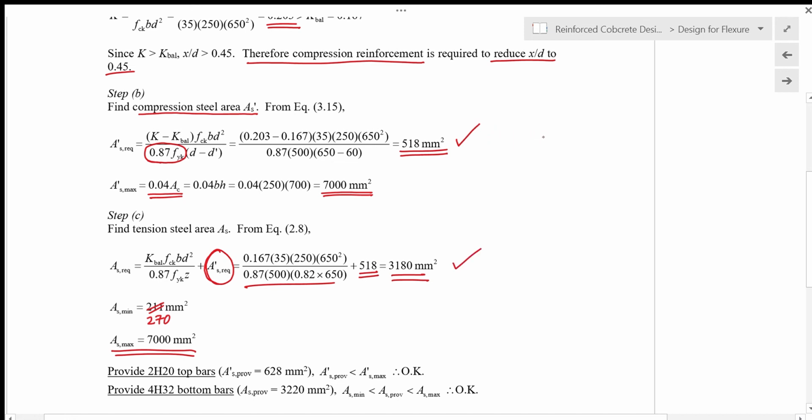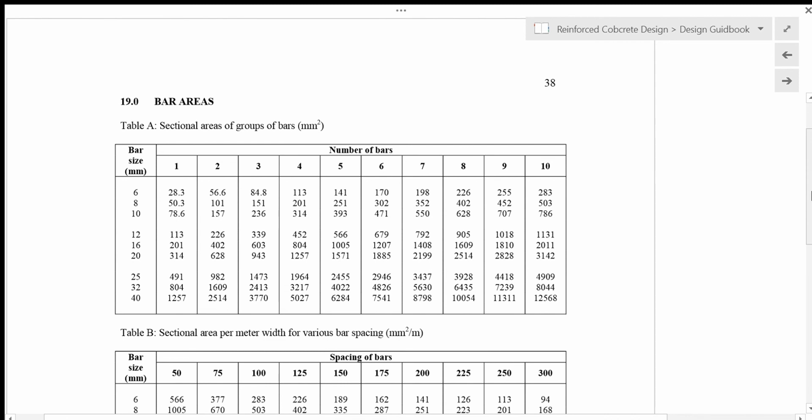So based on these two pieces of information, As prime required and As required, this is the compression reinforcement, and this is the tension reinforcement. For the bar design, we refer to table A in your design guidebook. Just now I mentioned that we want to use 20 mm bars as compression reinforcement, and the required area for the compression reinforcement is 518 square millimeter. So two numbers of 20 mm bars is sufficient to provide 628 square millimeter of cross section. And for the tension reinforcement, I mentioned that we want to use 32 mm bars.